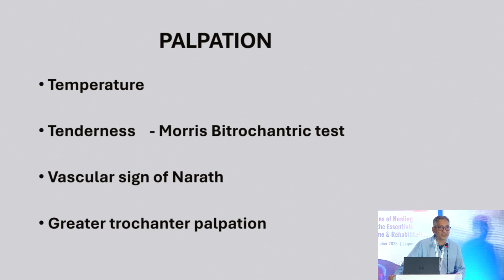Then another is the vascular sign of Narath. There you palpate the femoral artery pulsation at the mid-inguinal point, or just 1 centimeter lateral to the mid-inguinal point. So usually you are palpating just above the head of the femur, so the pulsation will be present. You won't be able to palpate it when there is destruction of the head or dislocation. Okay, that is the vascular sign of Narath. So these are the palpatory things.